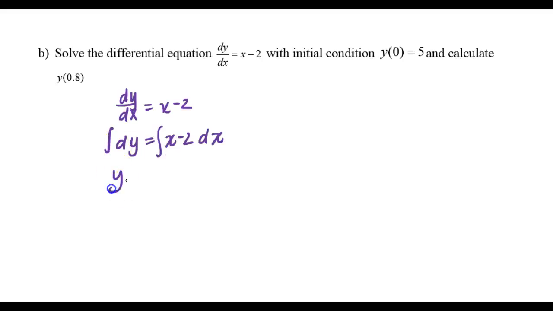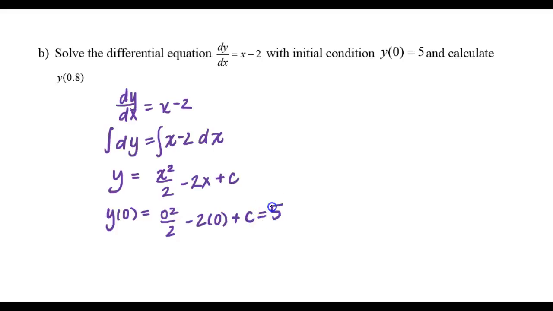On the left, we're going to have our y. On the right, we have x squared over 2 minus 2x plus c. And our initial condition is y of 0 equals 5. So y of 0 equals 0 squared over 2 minus 2 times 0 plus c has to equal 5. So in other words, c is 5.